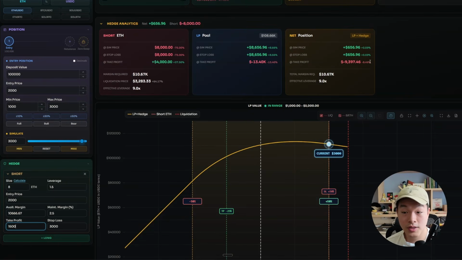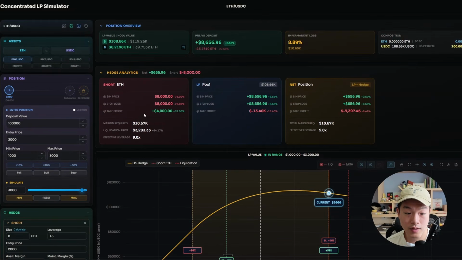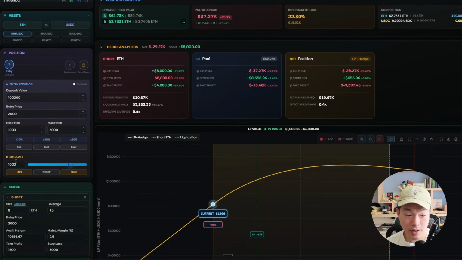And again, these percentage terms are taking into account this margin capital. So your total capital is 110K here and total of 8% loss. And again, if prices move all the way down to $1,000 without the hedge, you would be losing this 37K amount here. With the hedge, you are losing a little bit less, right? That's the idea of the partial hedge.